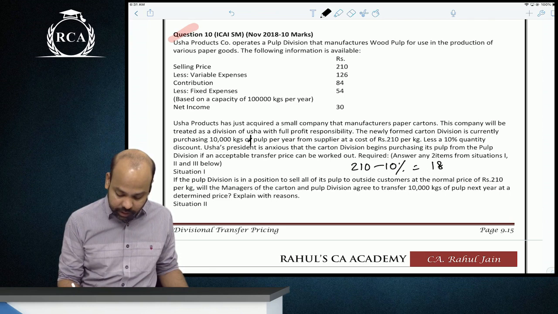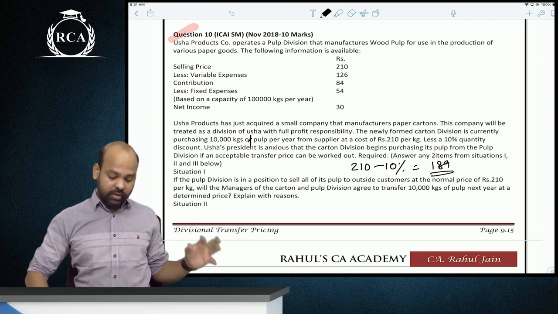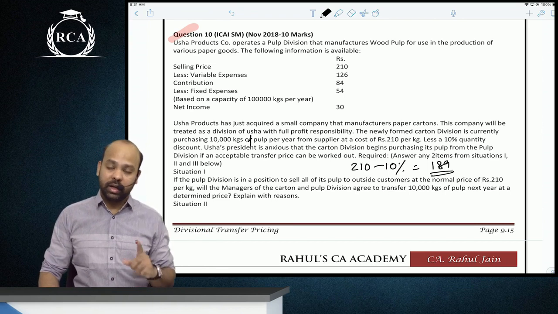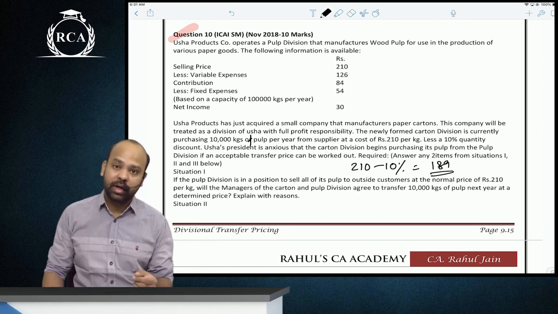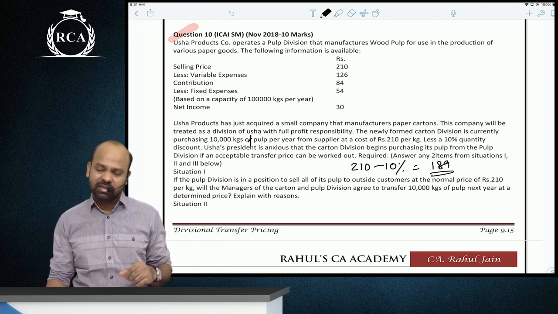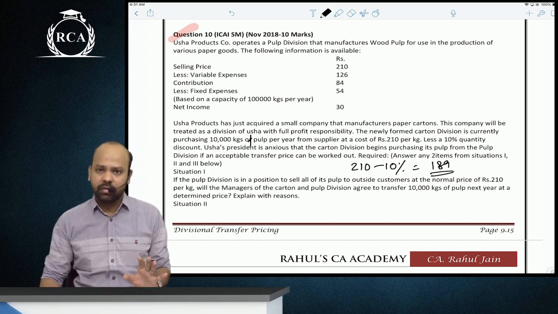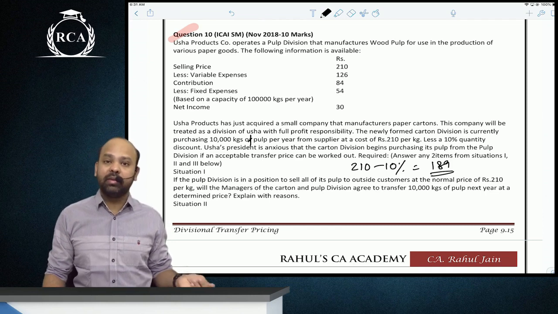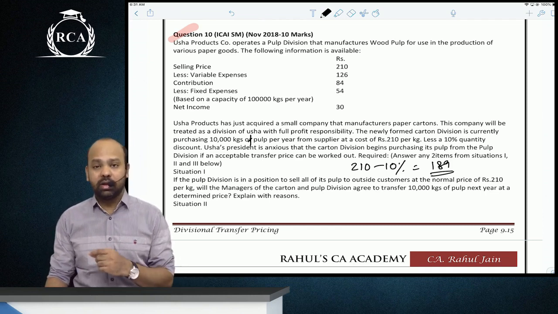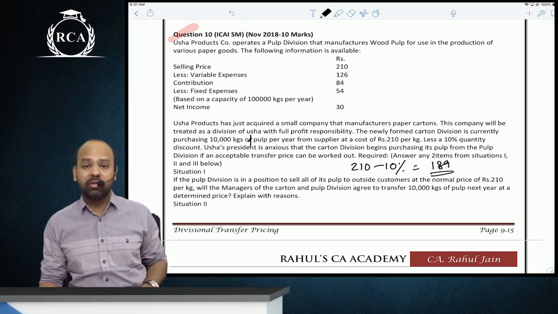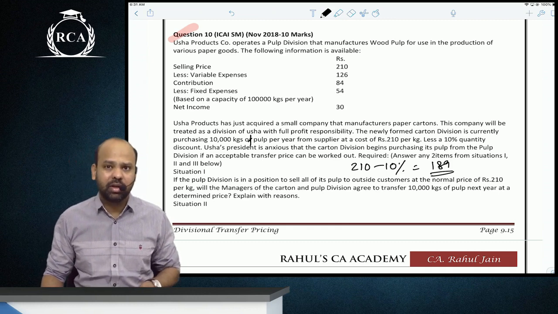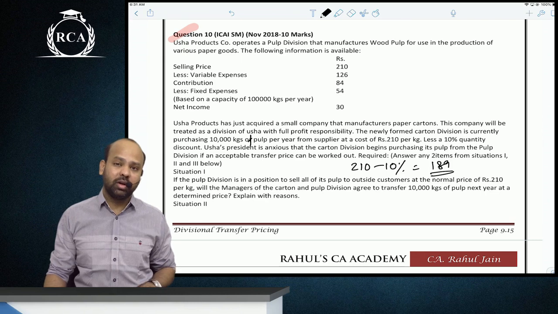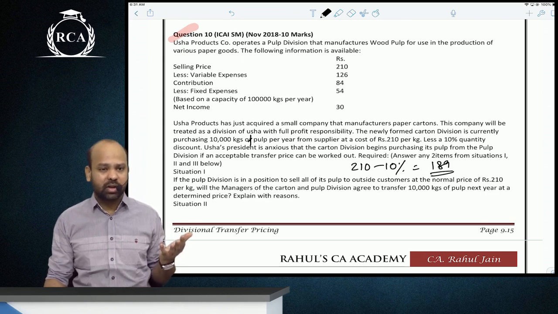that is 189. When the pulp division can sell in the external market at 210 and the other division can procure it at only 189, it doesn't make any sense for us to transfer to the other division. Of course, we will present it properly, but on the face of it, it doesn't make any sense for us to transfer it to the other division. The minimum transfer price will now be 210 per kg. That would be your additional outlay per unit plus contribution foregone, the opportunity cost. That will be the external selling price.